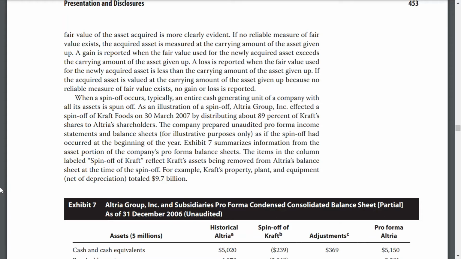When a spin-off occurs, typically an entire cash-generating unit of a company with all its assets is spun off. An illustration of a spin-off is as follows.